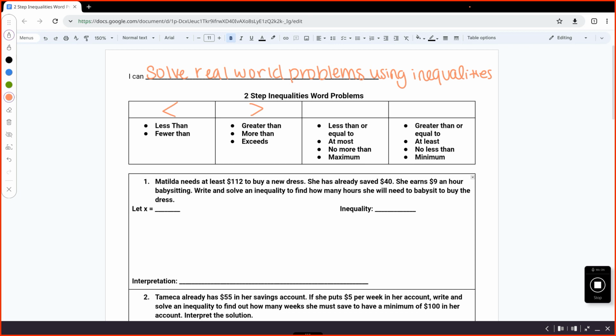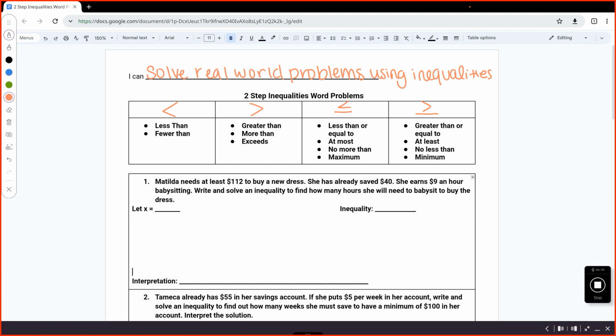And then we have less than or equal to, at most, no more than, a maximum. So that's less than or equal to. We use this symbol. And then we have greater than or equal to, at least, no less than, and a minimum. So that's more than, greater than, or equal to. So those are the four symbols that we use, and these are the key words.